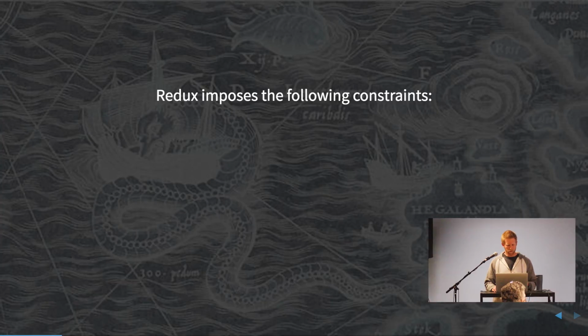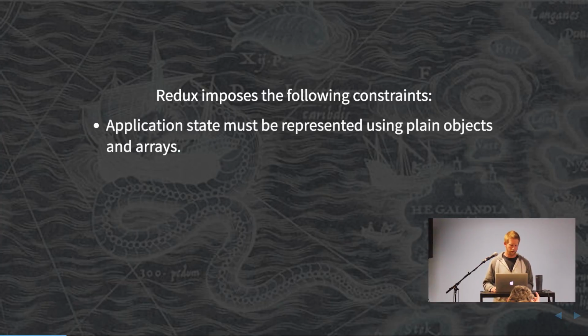So it also imposes some constraints. The application state needs to be represented using plain objects and arrays so that it's serializable. And we'll talk a little bit more about what this means and what these constraints are all about. By implementing this architecture, we take on the liability of dealing with these constraints. And in the case that we don't, you begin to lose the benefits. And then you've added a layer of indirection that doesn't really give you anything.